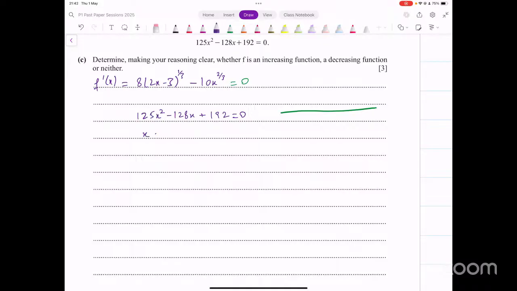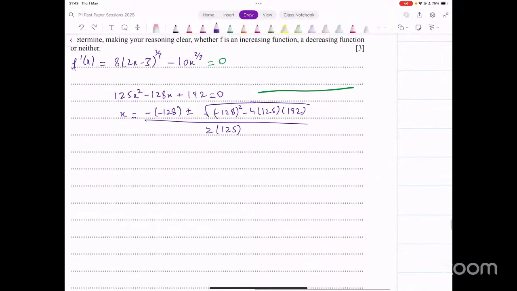Now you can either put these values in the quadratic formula, that's one idea: minus of minus 128 plus or minus the square root of minus 128 whole squared minus 4 into 125 into 192, divided by 2 times 125, and then you figure out if you get any solutions from this or not. Or to make this process a bit more efficient, you could just find b squared minus 4ac, to see if this equation has any solutions or not. Right? So we just want to figure out if this equation has any solutions or not, and if there are, what happens in that case.